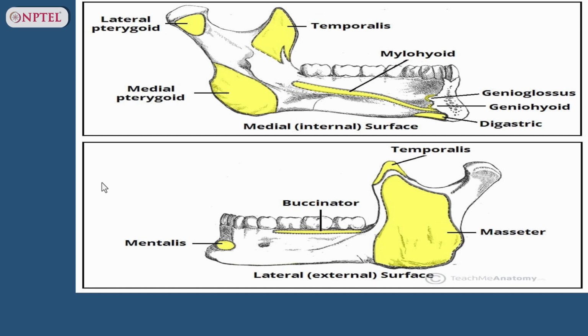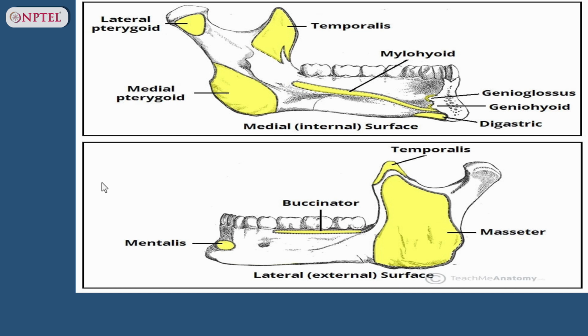This is the medial or internal surface and the lateral external surface of the mandible with the various muscle attachments. The lateral pterygoid muscle is attached to the pterygoid fovea at the neck of the condyle. The temporalis muscle is attached to the coronoid process. The medial pterygoid muscle is attached onto the medial side of the ramus of the mandible near the angle, whereas the masseter muscle is attached to the lateral surface of the ramus. The mylohyoid muscle is attached along the mylohyoid line on the internal surface of the body of the mandible.